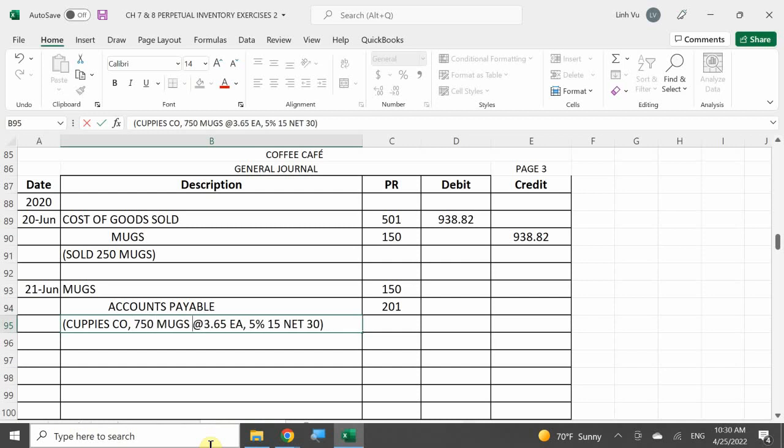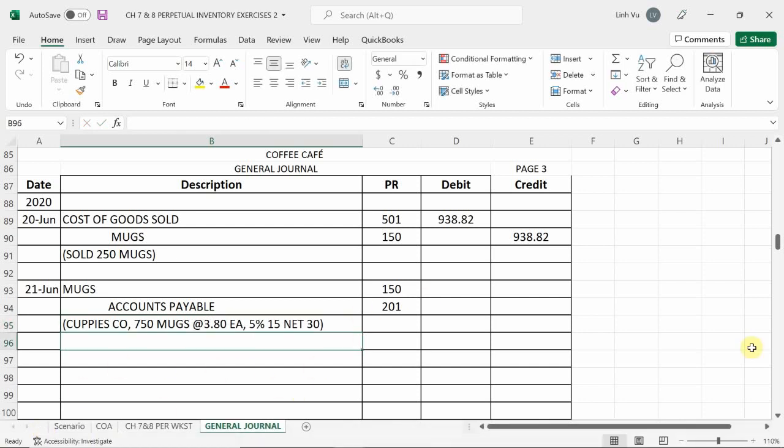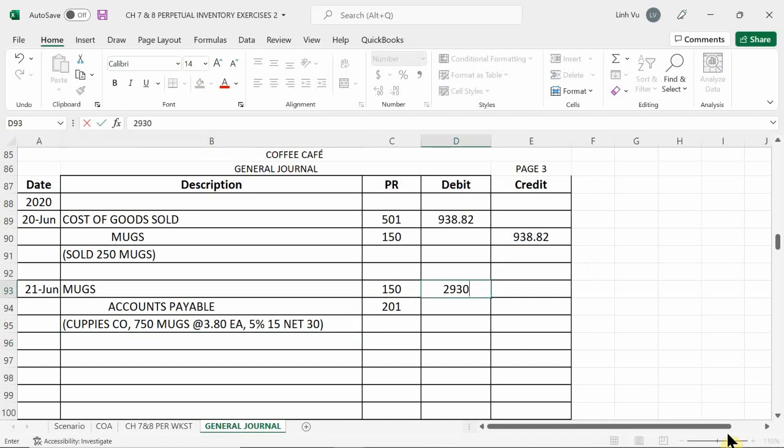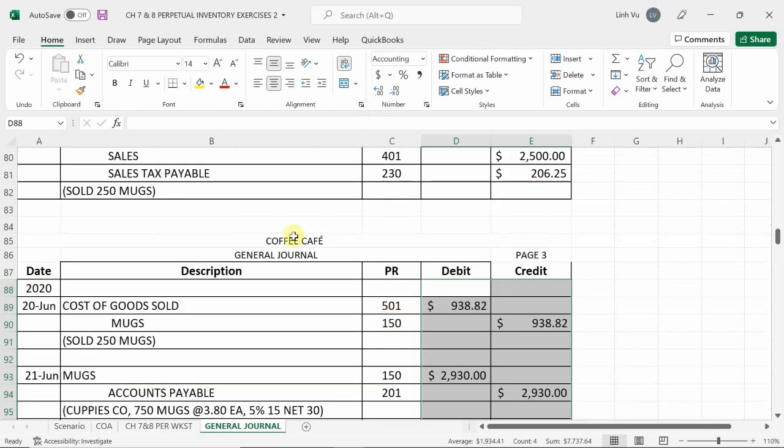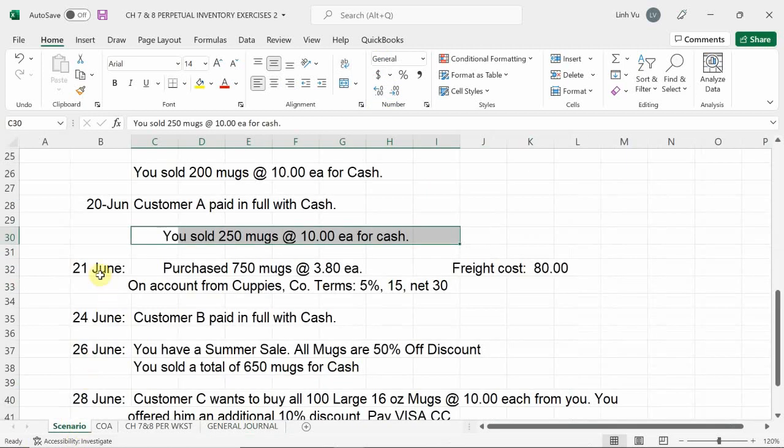We bought 750 mugs at a total of $3.80 each. They gave us a 5% discount if we pay within 15 days. If not, it's due in 30, for $2,930. Okay. So then let's see here.